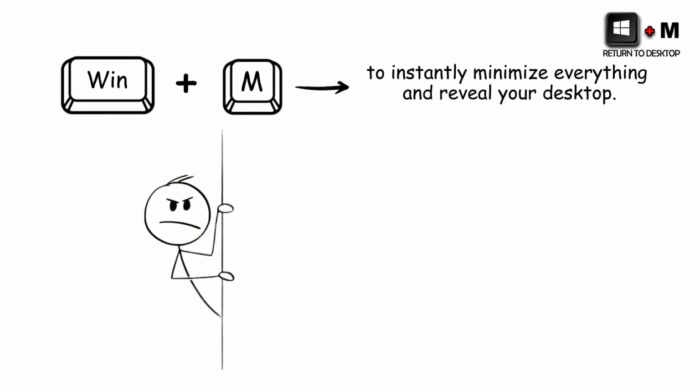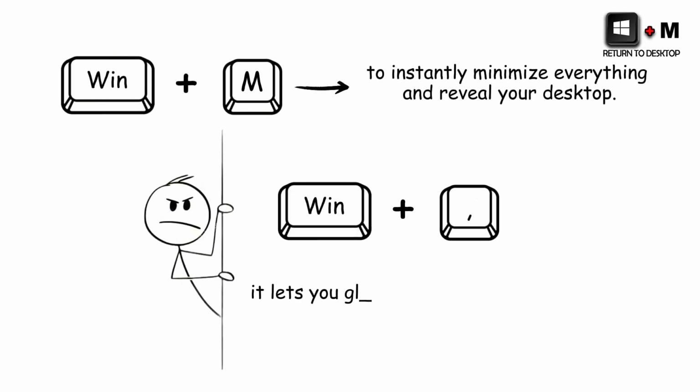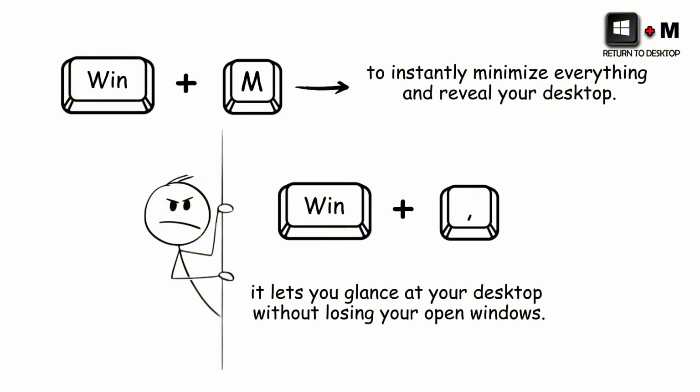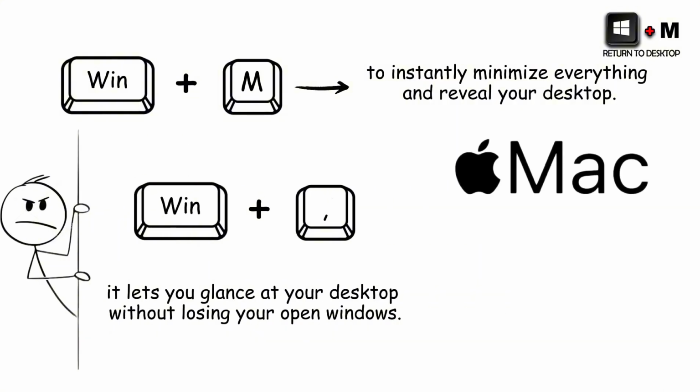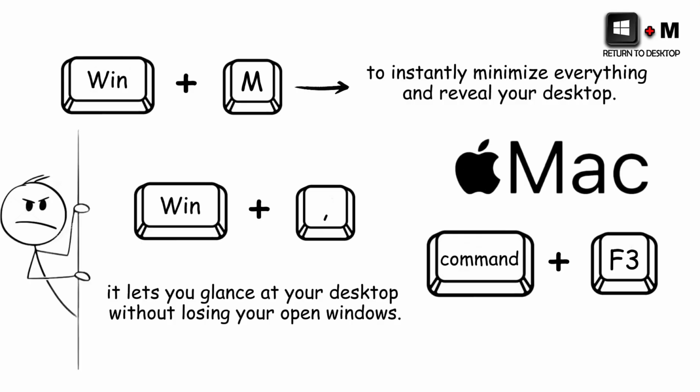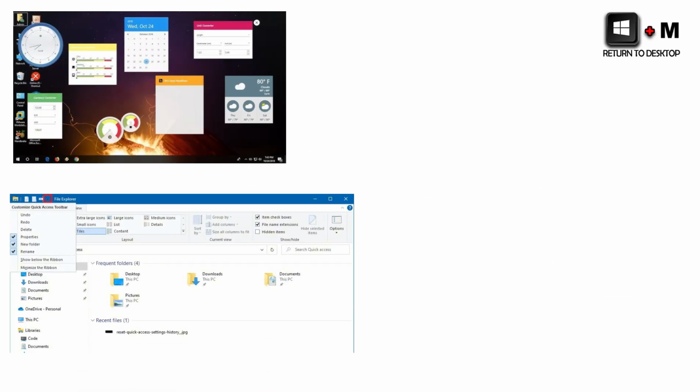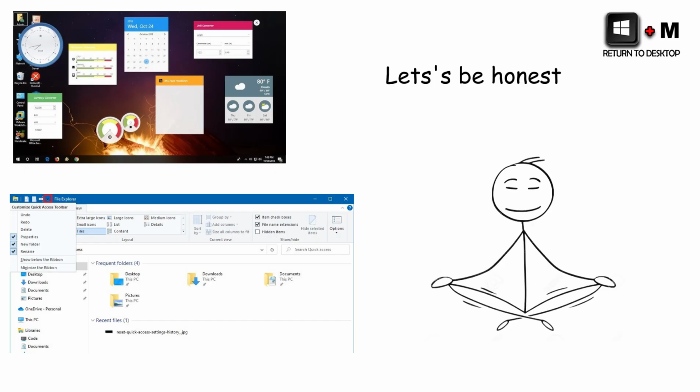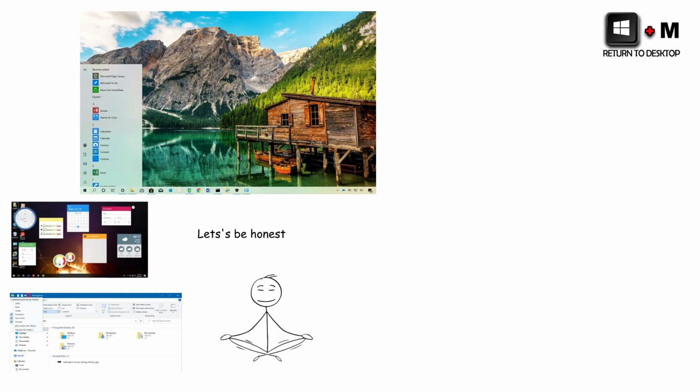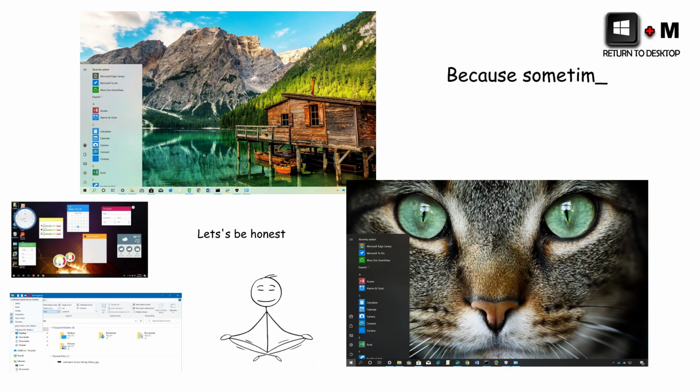Want just a sneak peek? Press Windows plus comma. It lets you glance at your desktop without losing your open windows. Mac users, try Command plus F3 for the same magic. Perfect for checking widgets, grabbing a quick file, or, let's be honest, taking a deep breath while staring at your wallpaper of peaceful mountains or mischievous cats. Because sometimes, clarity is just one shortcut away.